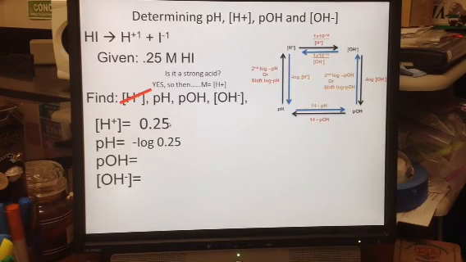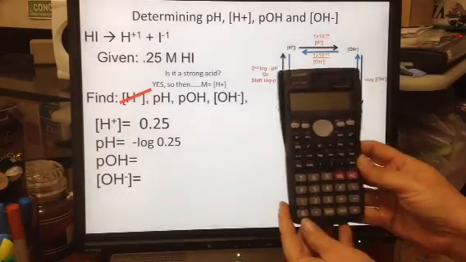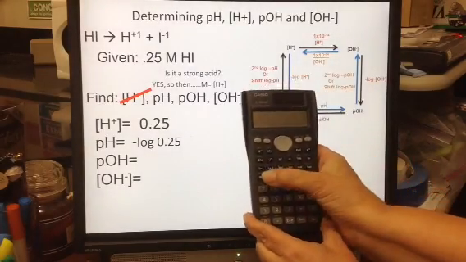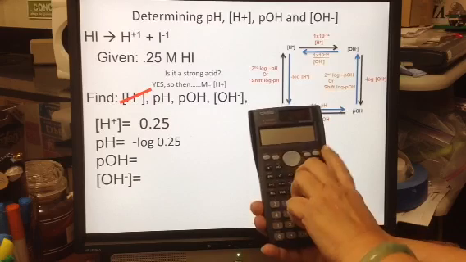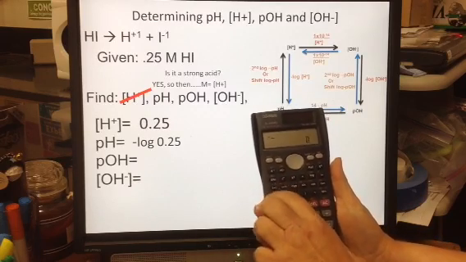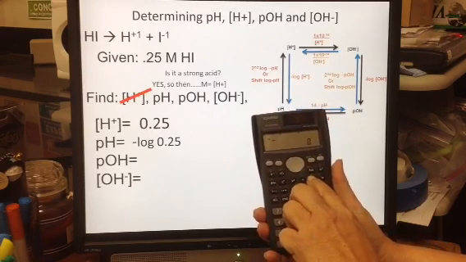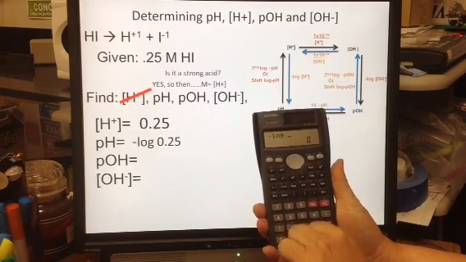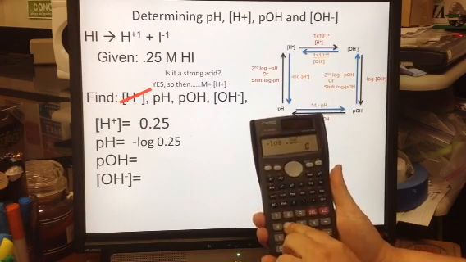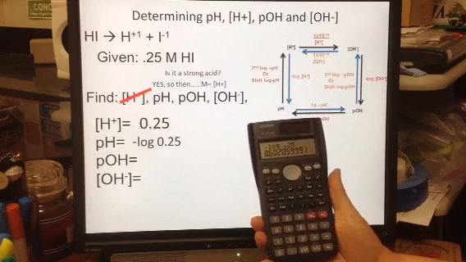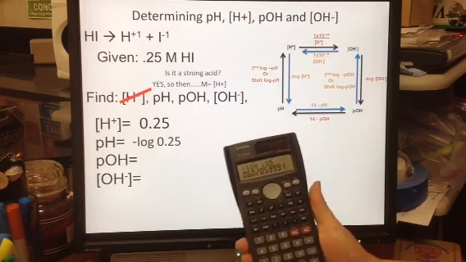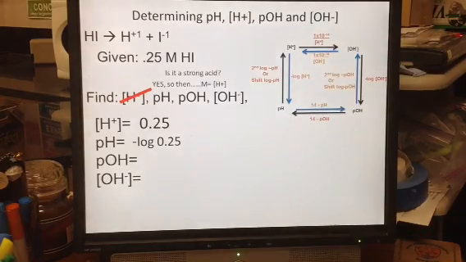Now the key to this really is knowing how to operate your calculator. My negative button on this particular calculator is right here. So it's my negative, and then the log button is here. My negative log of 0.25, and my answer is 0.6. That's on this variety of calculator.